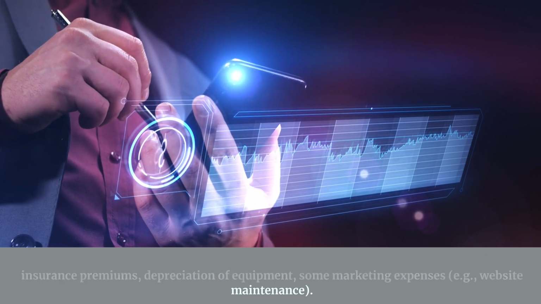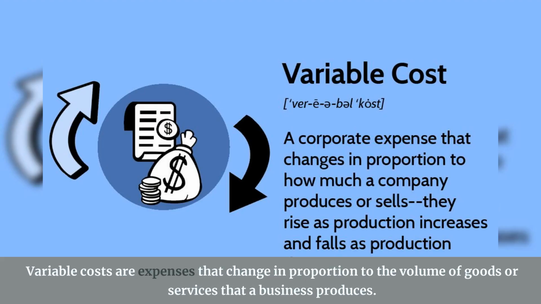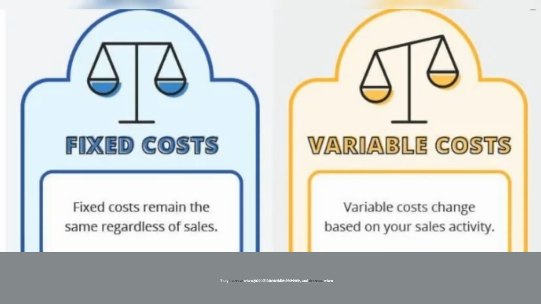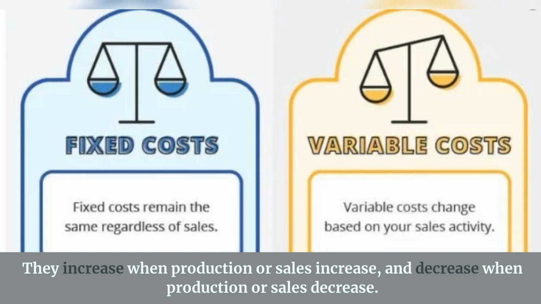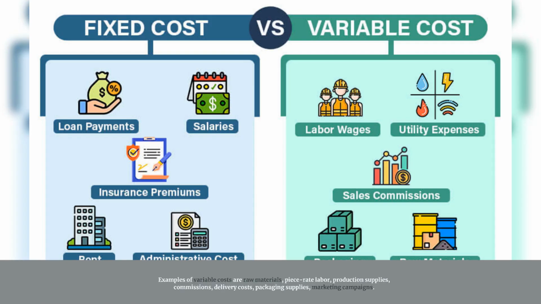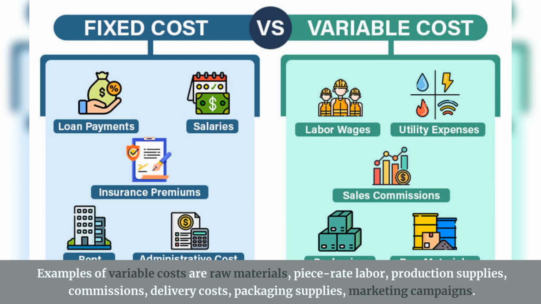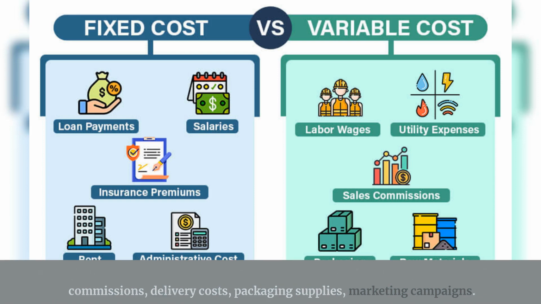e.g., website maintenance. Variable costs are expenses that change in proportion to the volume of goods or services that a business produces. They increase when production or sales increase, and decrease when production or sales decrease. Examples of variable costs are raw materials, piece rate labor, production supplies, commissions, delivery costs, packaging supplies, marketing campaigns.